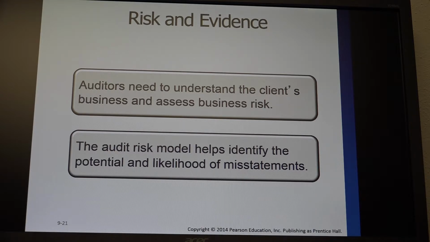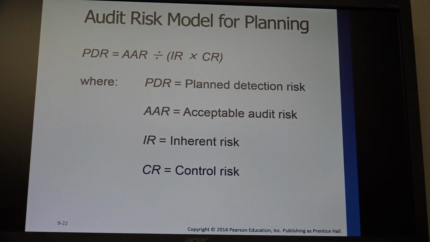And so auditors must first, as we've seen, understand the client's business and assess the client's business risk. What's business risk? It's the likelihood that the client won't meet their objectives and possibly even fail. And so you have this audit risk model that helps identify the potential and likelihood of misstatements. And so the formula is the following. Planned detection risk equals acceptable audit risk divided by inherent risk times control risk.